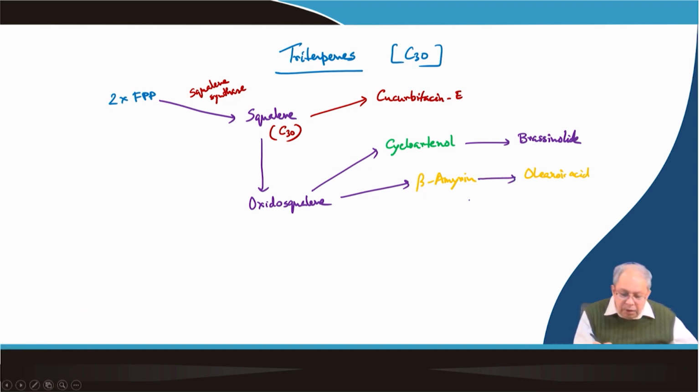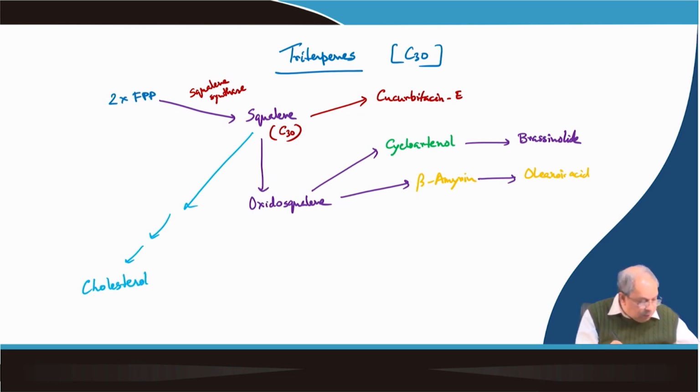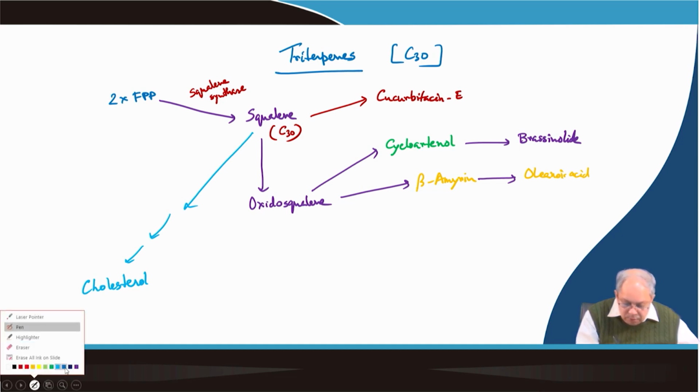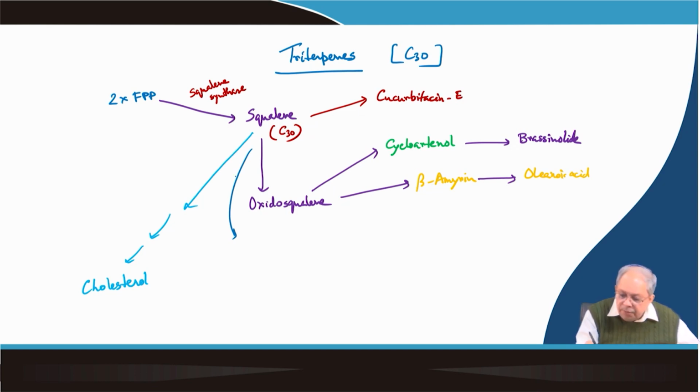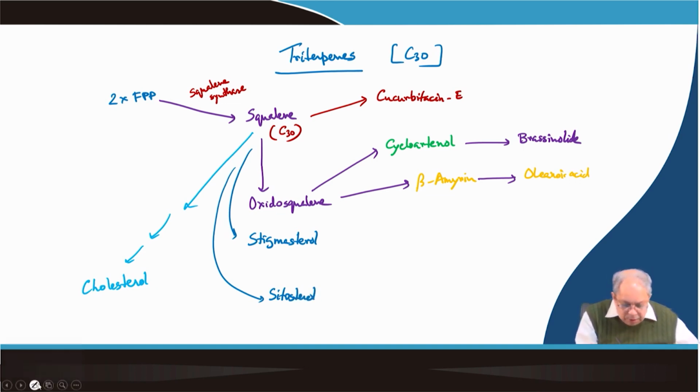Just to tell you the product diversity, squalene also contributes towards the formation of other sterols, for example, cholesterol, and also contributes towards the formation of stigmasterol and sitosterol. Stigmasterol and sitosterol structures are pretty similar, only this one contains a double bond which is absent in the other structure. Okay.